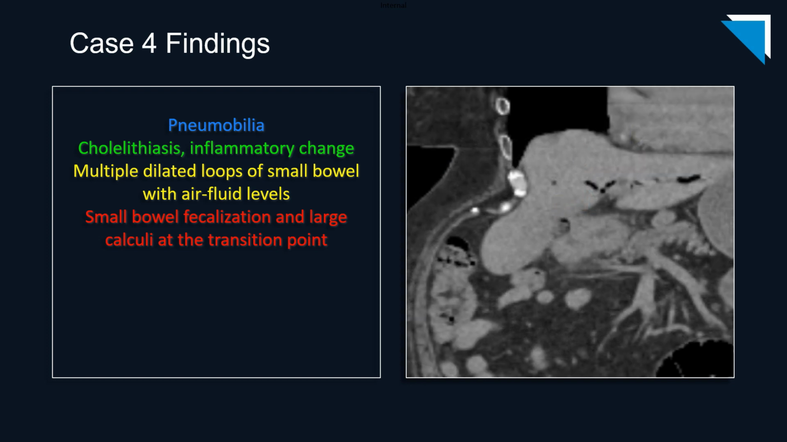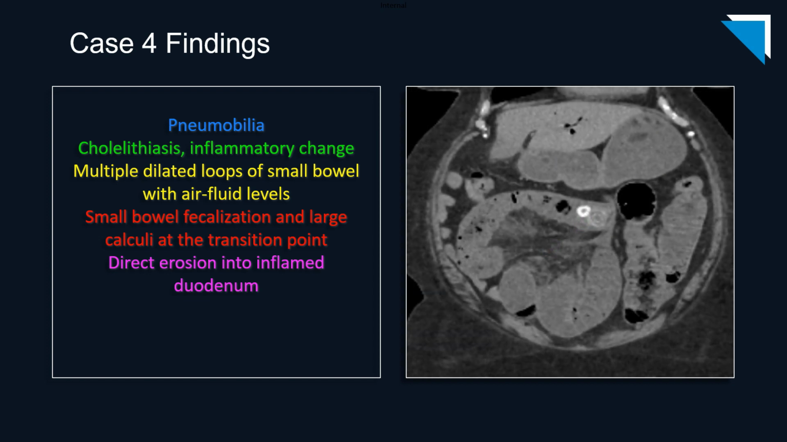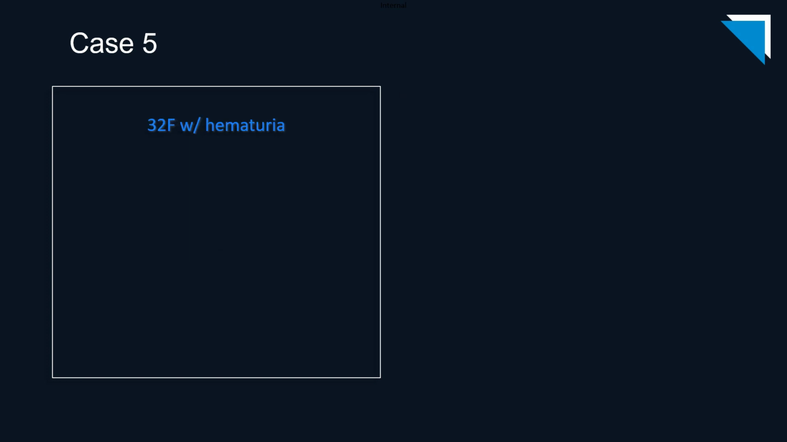Returning to the right upper quadrant on this coronal image, we can actually visualize direct erosion of the inflamed gallbladder into the duodenum. This single coronal slice demonstrates many of the findings beautifully. The pneumobilia, the dilated loops of small bowel, and the calculi at the transition point. So this is a classic case of gallstone ileus. Both the clinical history and the imaging findings are typical for this entity. Let's wrap things up with one final case.